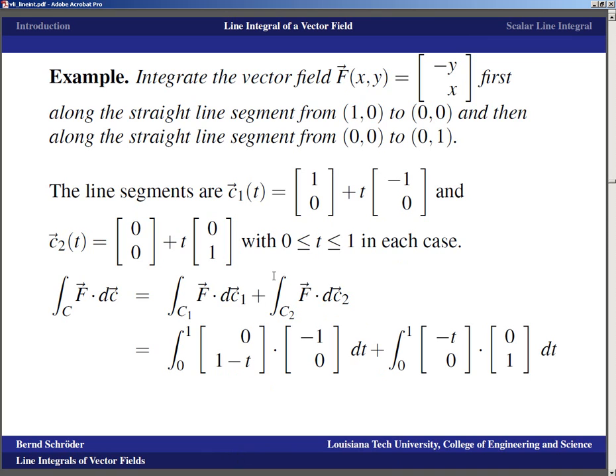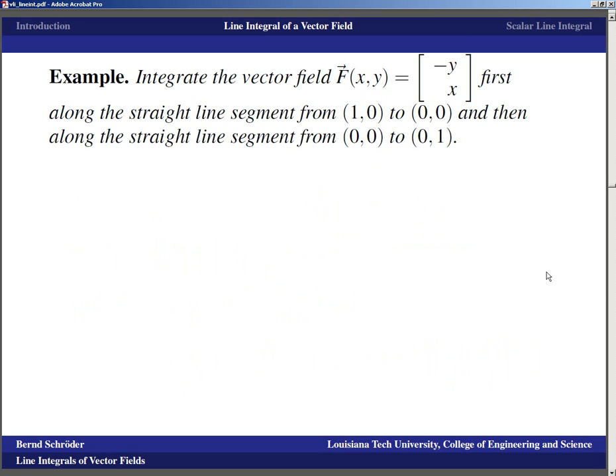And then we add to it, for the second path, we need to plug the y component of the second path in here. Because the y component is t, we get a negative t for the x component of the vector field. And the x component of our path is 0, which means the y component of the vector field is 0. And then the derivative throughout is 0, 1. And we can already see that that ends up being 0. The computation is very simple.